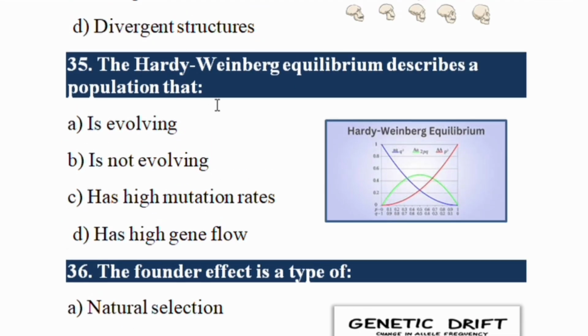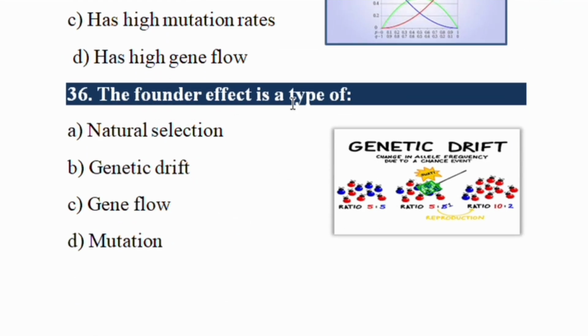The Hardy-Weinberg equilibrium describes a population that is alpha, evolving, beta, not evolving. Yes. Right option is beta. The founder effect is a type of genetic drift.